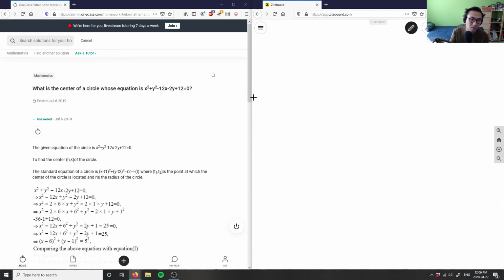It says, what is the center of a circle whose equation is the following? So we have a circle here, and this is x squared plus y squared minus 12x minus 2y plus 12 equals 0. It's asking us, what is the center of the circle here?